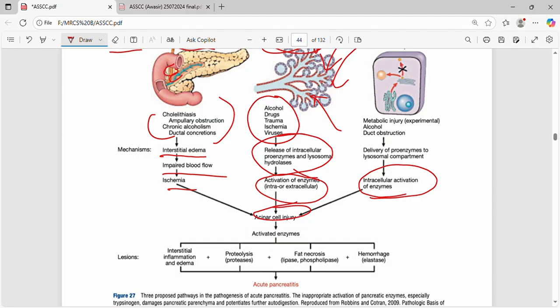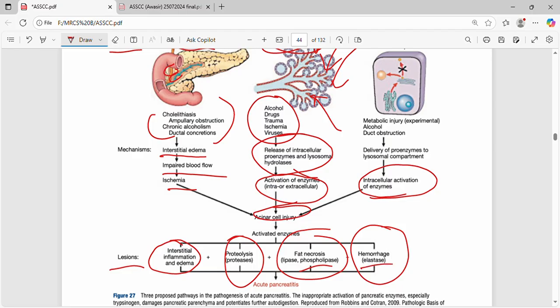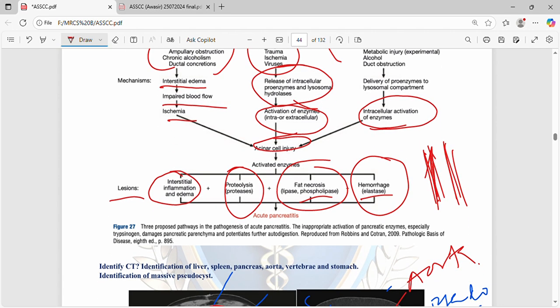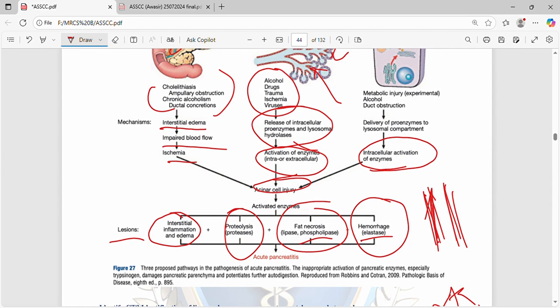Interstitial inflammation and edema, proteolysis and fat necrosis, lipase and phospholipase action, hemorrhage. Elastase can cause vessel wall damage. So these are the features of acute pancreatitis pathophysiology. Combined, they lead to the release of various cytokines, and then lead to DIC, complement fixation and multi-organ dysfunction. So the result will be death.